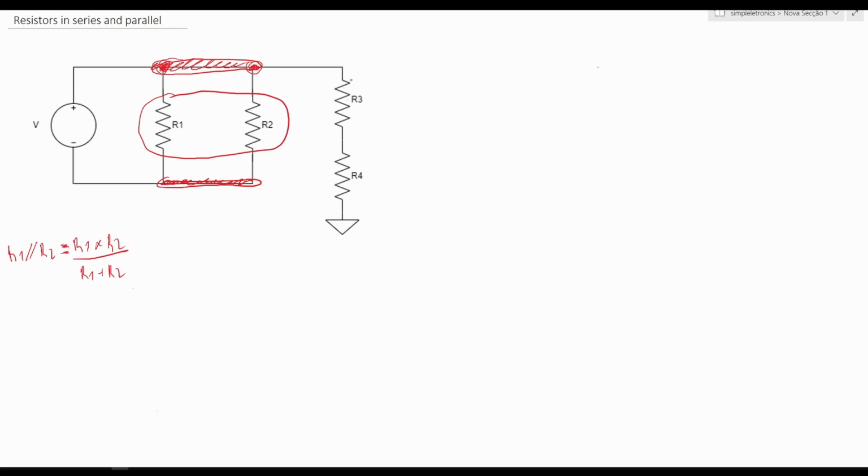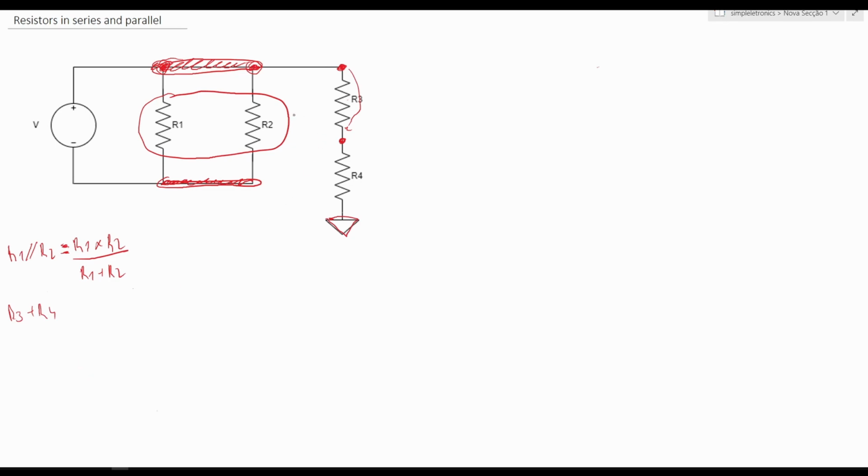Two resistors in series are resistors that have one node in common, like in here. R3 and R4 have the same node in common. This node is one node of the terminal. One terminal of R3 is not in the same node as R4, because R4 is on ground and R3 is not. When two resistors are in series, we say R3 plus R4.